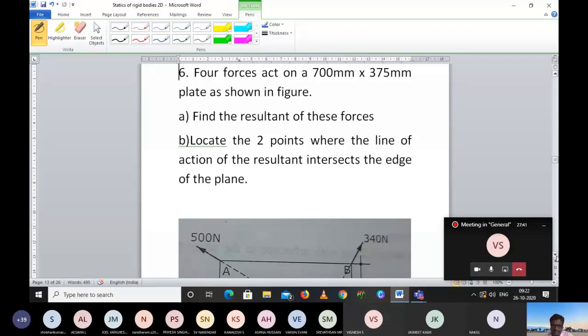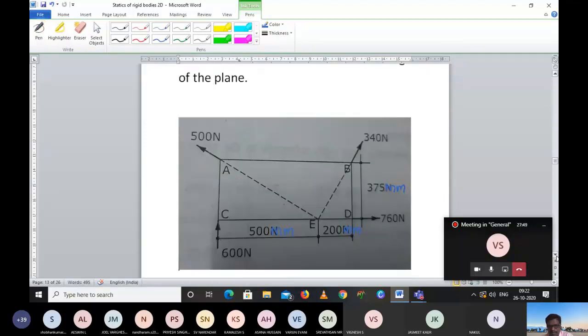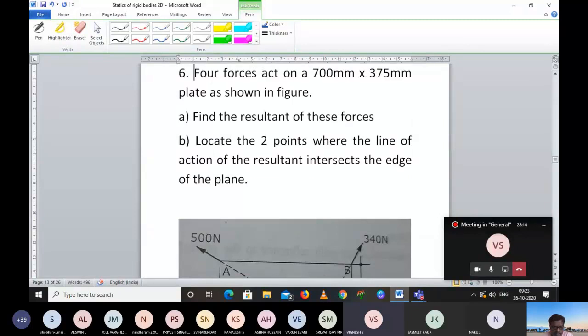So next problem, guys, please take down. 4 forces act on a 700 mm and 375 mm plate as shown in the figure. Please take this down. Did you copy this problem? Okay, anyway, no problem. It's my duty. I have to continue. Yeah, please take down this. 4 forces act on a 700 mm and 375 mm plate as shown in the figure.